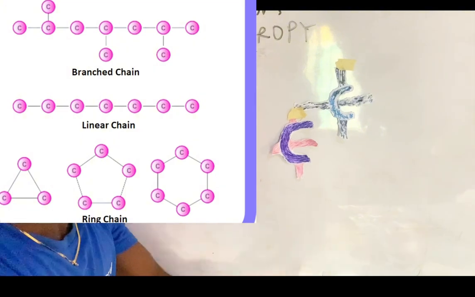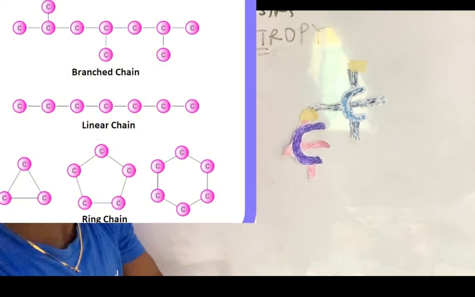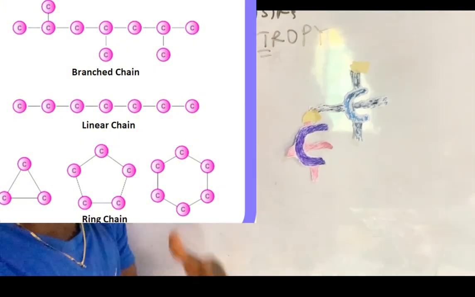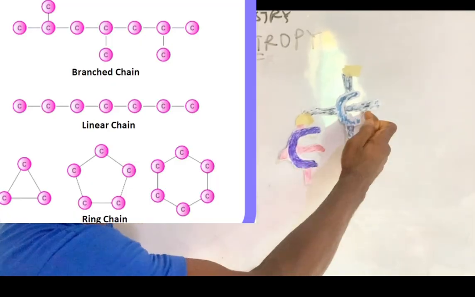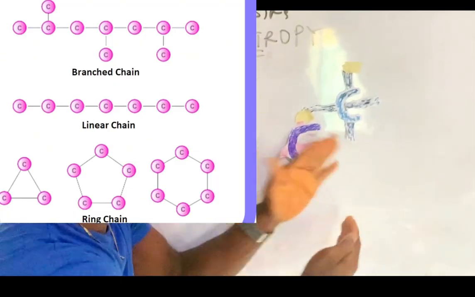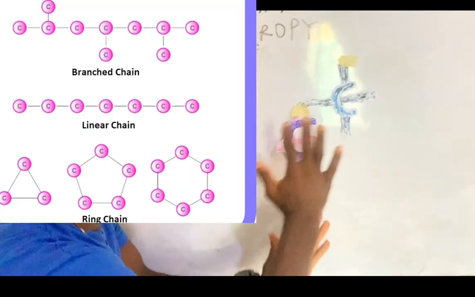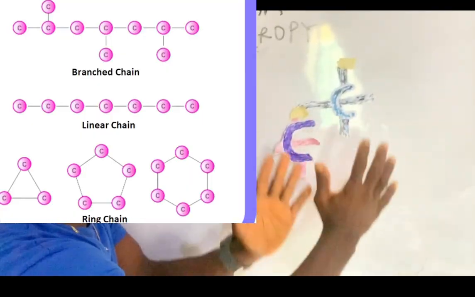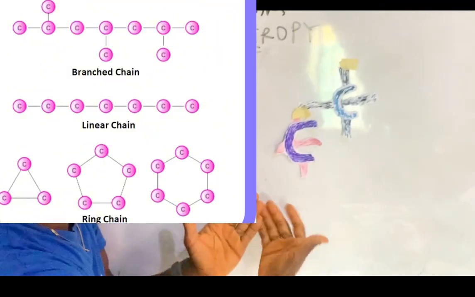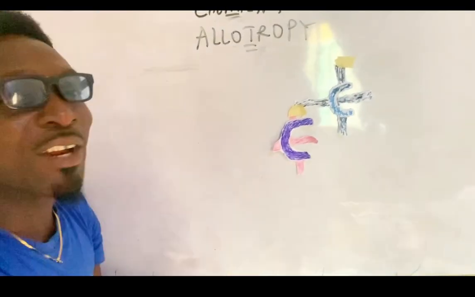Now this is what brings about allotropes of carbon, or the allotropy of carbon, because they are atoms of the same element, carbon, existing in different forms. This is as a result of their arrangements. The atoms are arranged in different configurations, giving rise to different forms of an element.